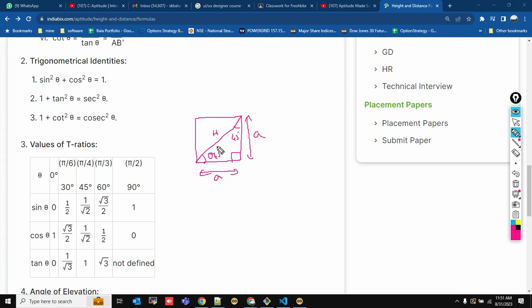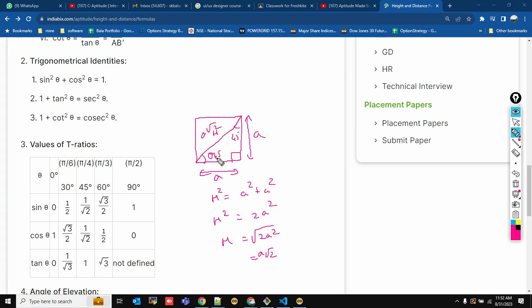What will be this side? The hypotenuse squared is equal to opposite squared plus adjacent squared, which is a squared plus a squared. So hypotenuse squared is equal to 2a squared. So the hypotenuse is equal to the square root of 2a squared. If you apply the square root to a squared, the square goes off. It will be a times the square root of 2. A will come out of the square root, so this hypotenuse is a root 2.